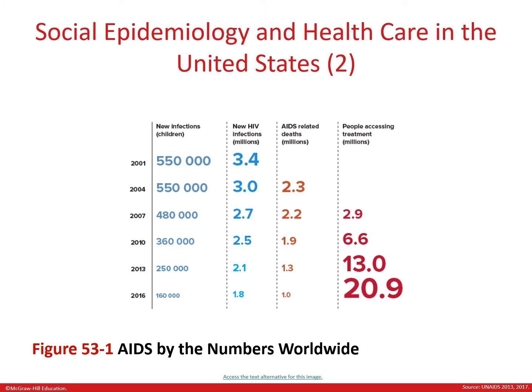Here we have a table, again, showing as an example AIDS by the numbers worldwide, what they were in 2001 and then up through 2016, the new infections, the number of deaths, and the people accessing treatment. Treatment began about 2007.